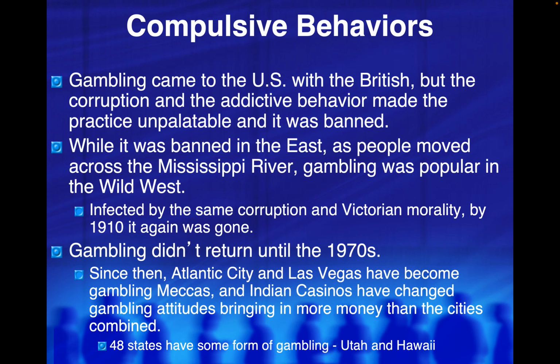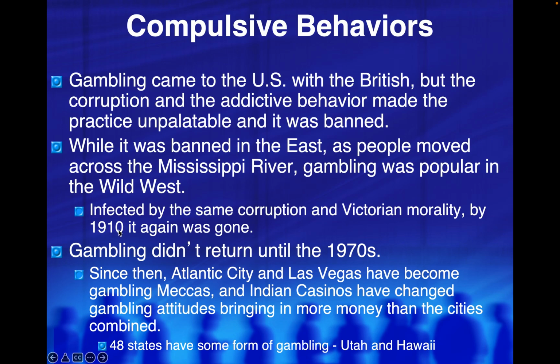Gambling came to the United States with the British, but the corruption and the addictive behavior made the practice unpalatable, and it was banned. While it was banned in the East, as people moved across the Mississippi River, gambling was popular in the Wild West. Infected by the same corruption and Victorian morality, by 1910, it again was gone. Gambling didn't return until the 1970s. I want you to notice this. Gambling became illegal in 1910. And for 60 years, we didn't gamble in the United States.